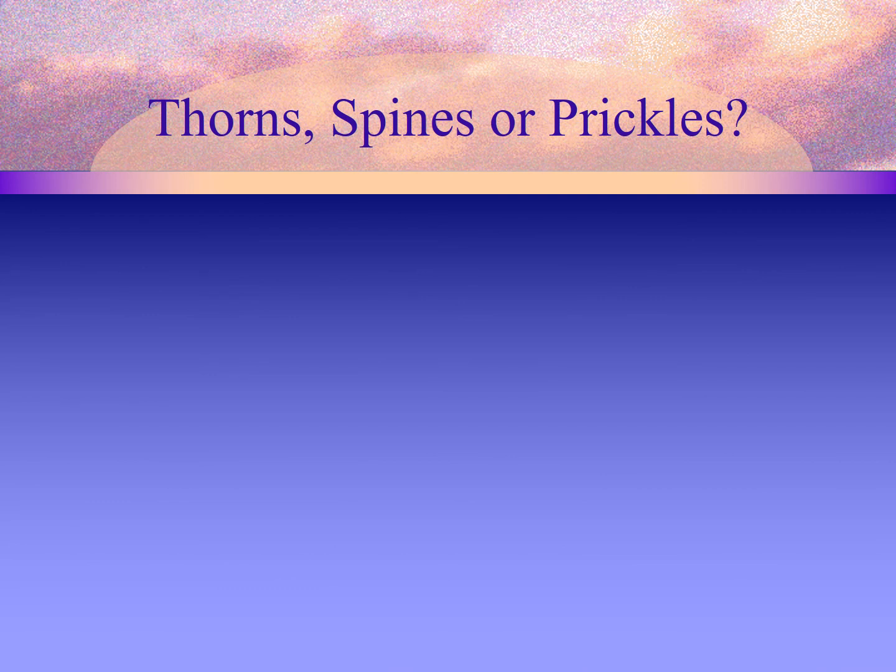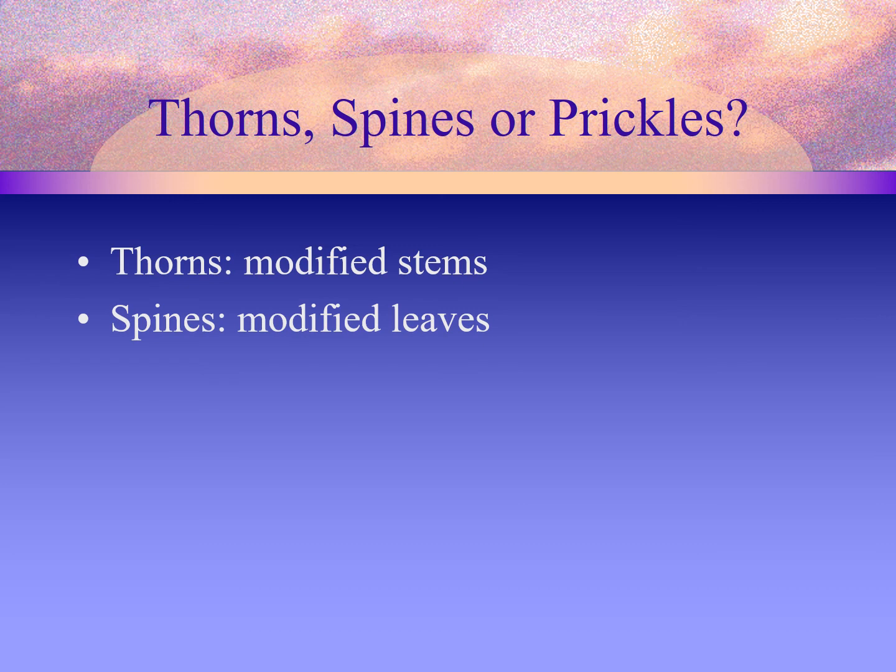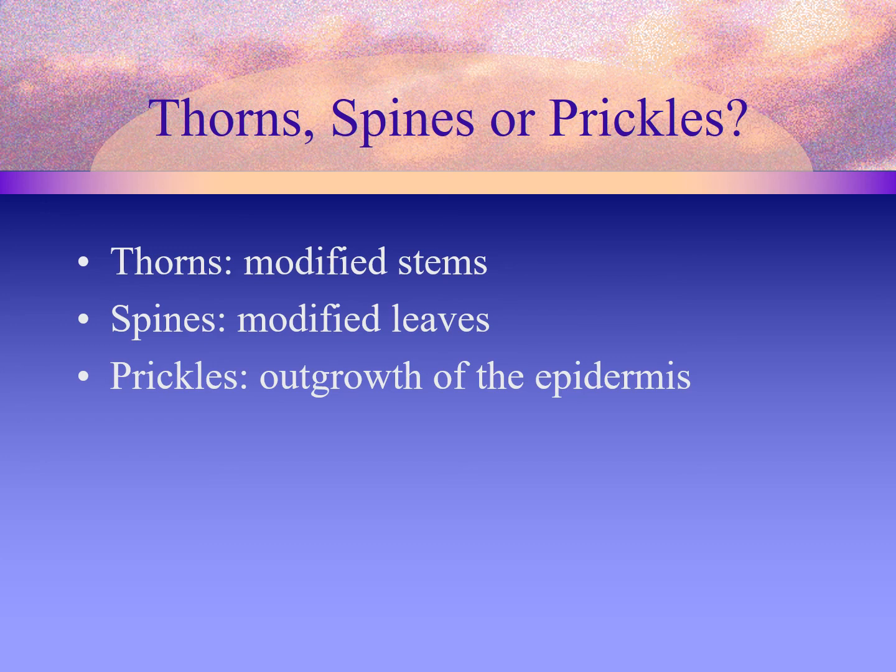Thorns, spines, or prickles. These are three additional structures that some plants produce. So thorns are modified stems. Spines are modified leaves. And prickles develop from the epidermis of certain plants.